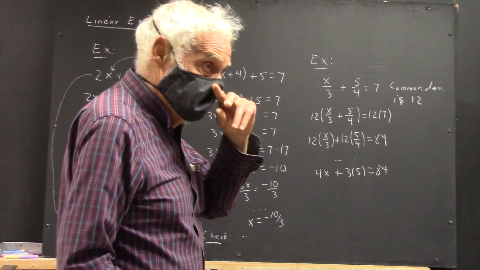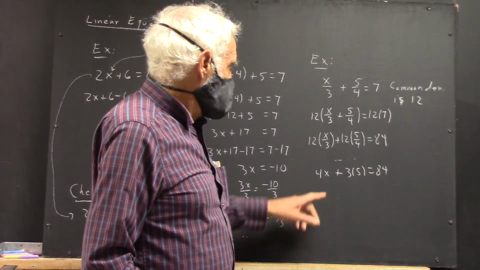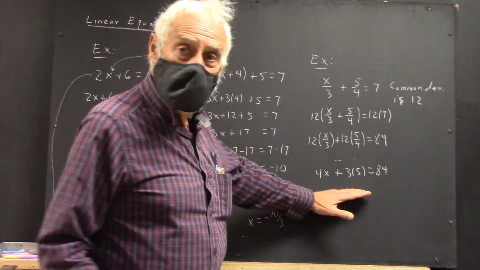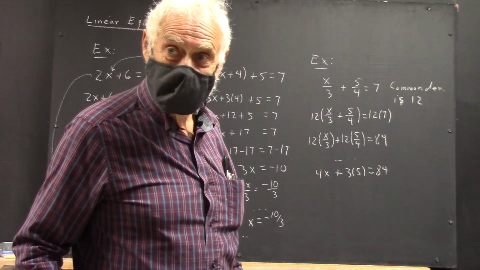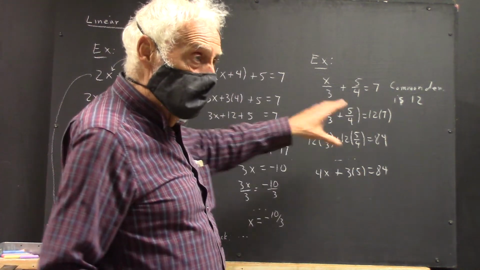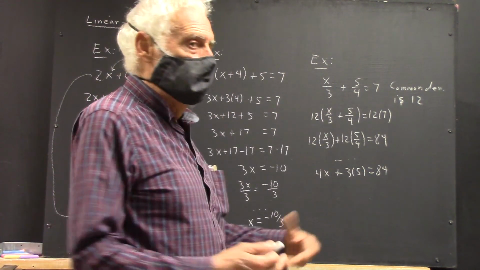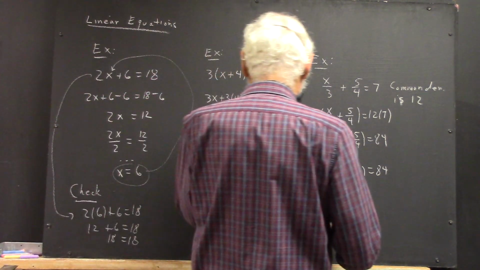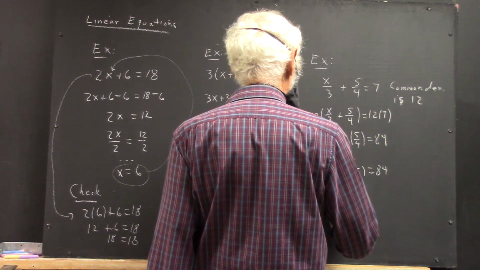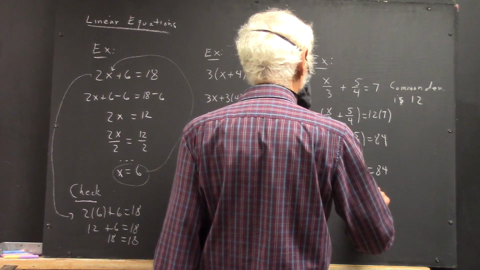Now the point is that once you've done this, you don't have fractions anymore. That's cause for great joy. It's much easier than trying to put everything over a common denominator, because the denominators are going to go away anyway by the time you're done. So now we have 4x plus 15 equals 84.